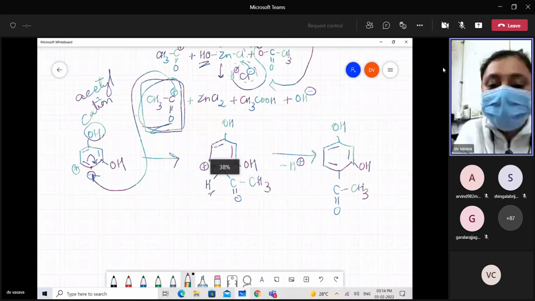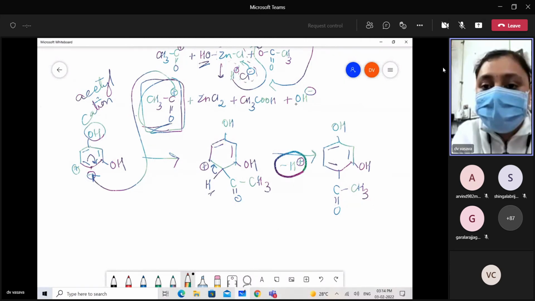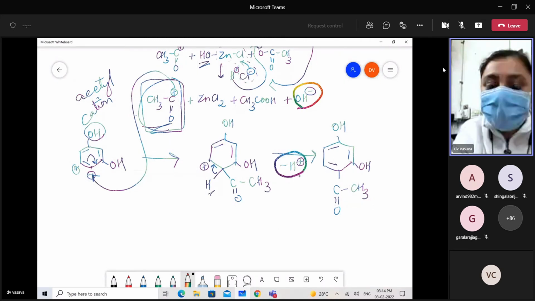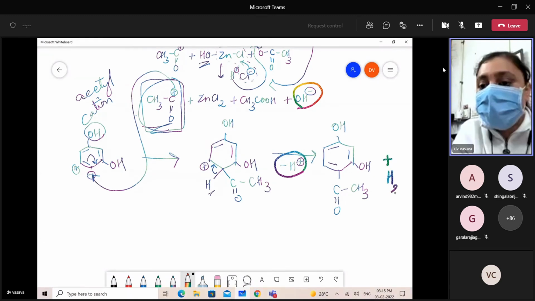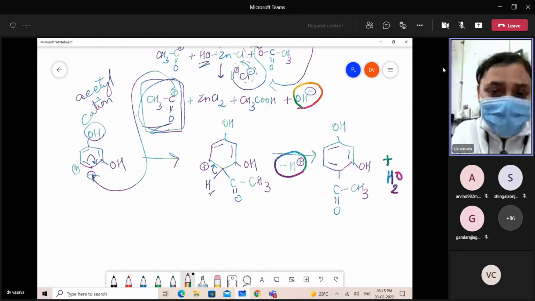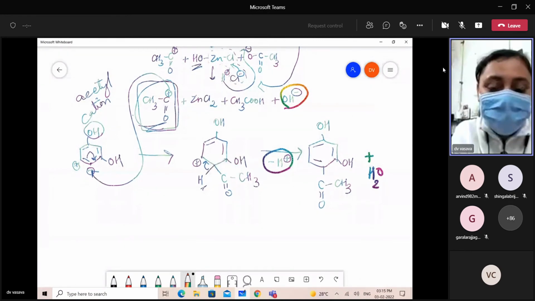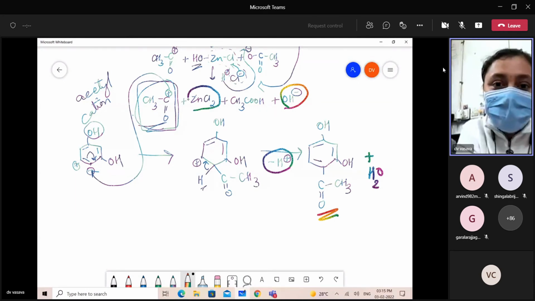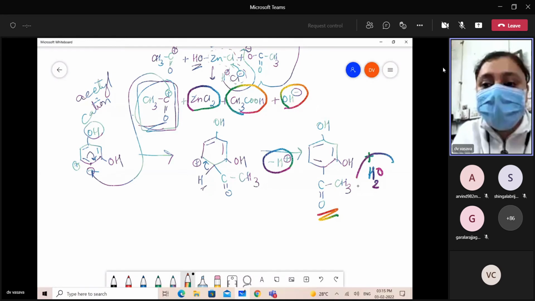And at last, this OH will bind with this OH minus and this H, and they will form H2O. So in the end of the reaction, we will be left with 1 mole of our product, 1 mole of ZnCl2, 1 mole of acetic acid, and 1 mole of water.